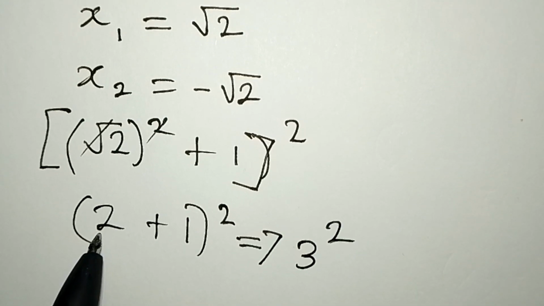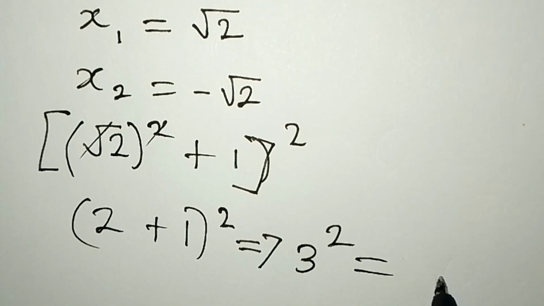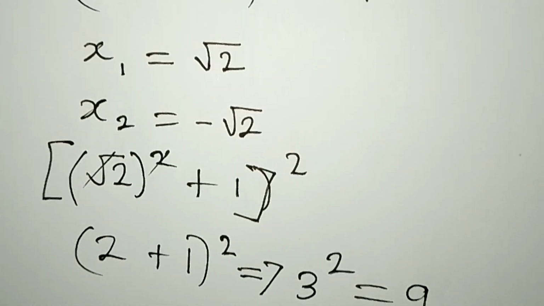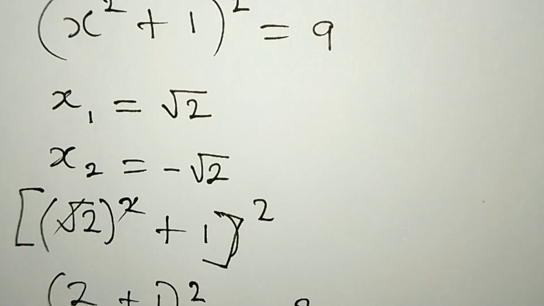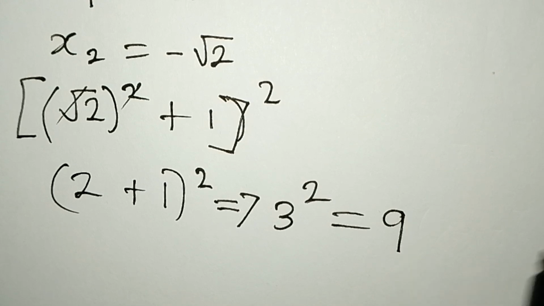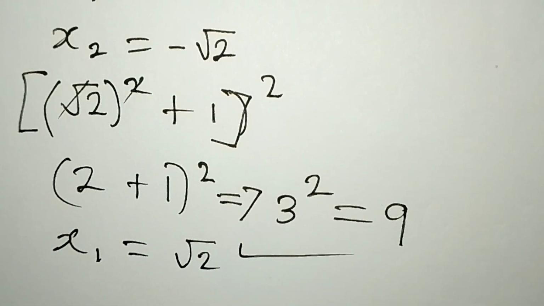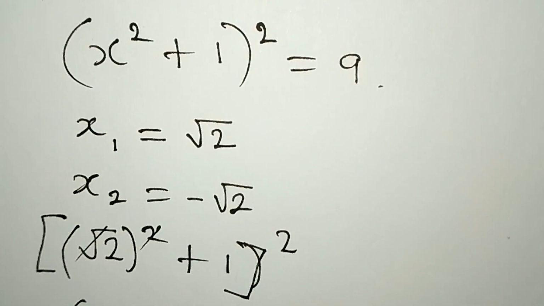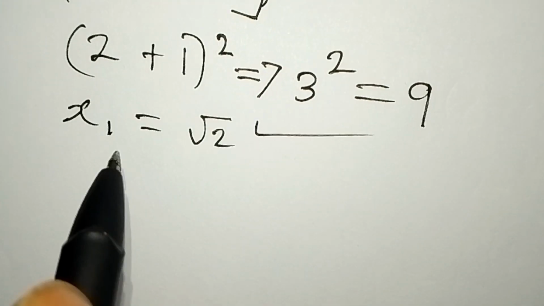And remember that 3 to the power of 2 is 9. And it is the same 9 we had on the right hand side of the equation. So this is to conclude that x1 equal to root 2 is satisfying the equation. Now let's go and put in the second value of x, which is negative root 2.